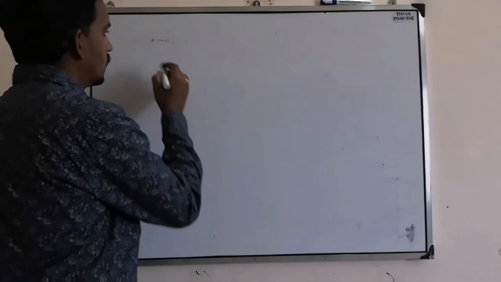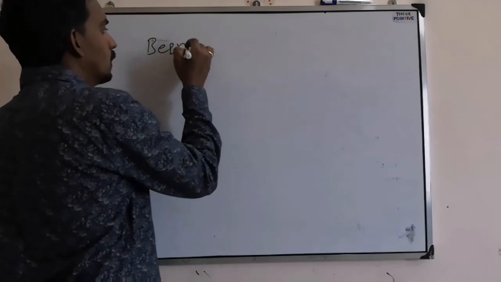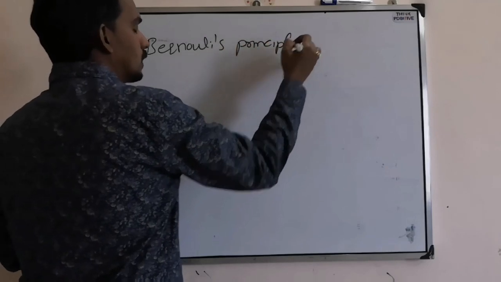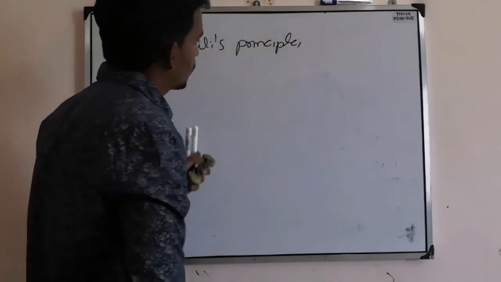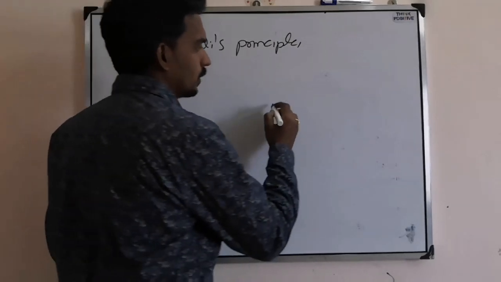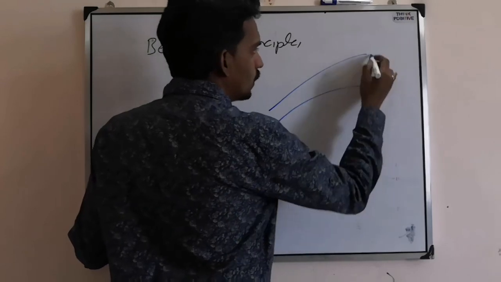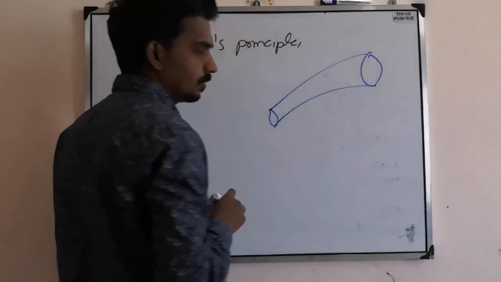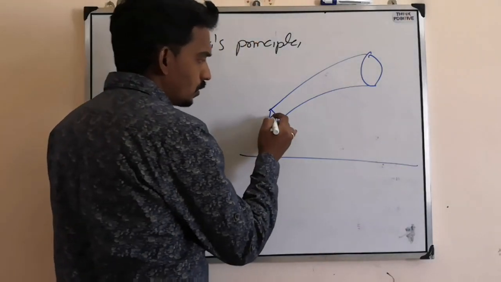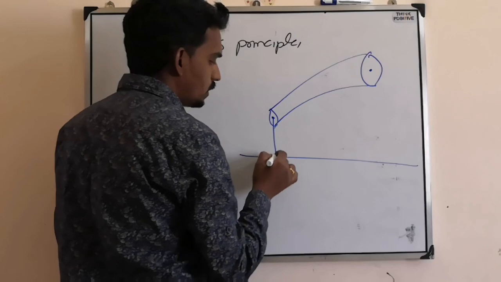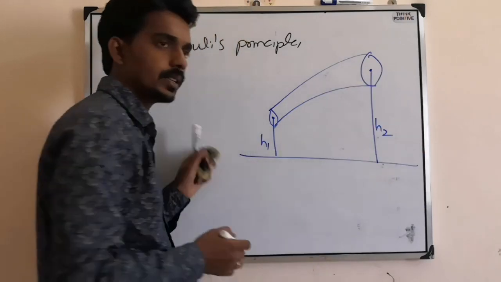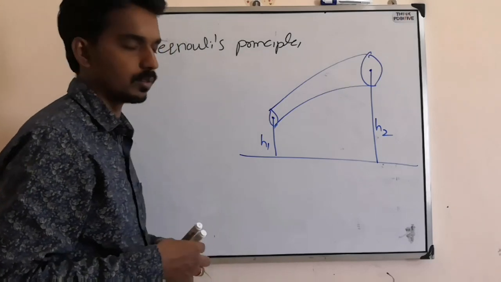Now the other thing they can ask in this chapter is based on Bernoulli's principle. What is Bernoulli's principle? When the liquid is flowing through a pipe of varying cross section, suppose you consider 2 points. One is at a height h1 from the reference level and another is at a height h2 from the reference level, like the ground.